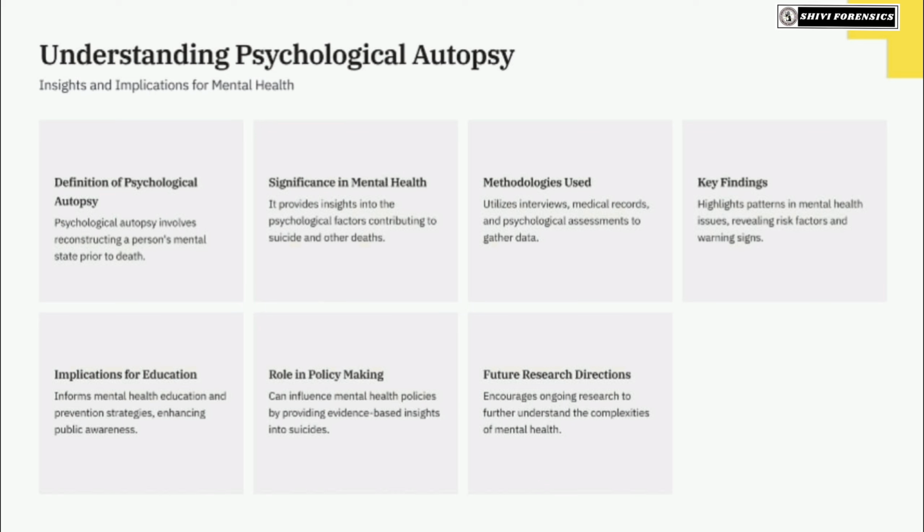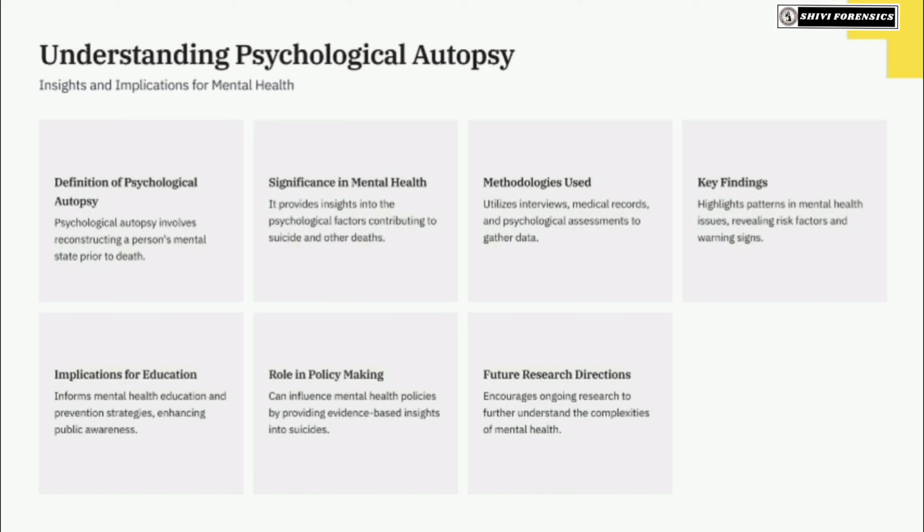Basically, it provides insights into mental health issues, informing prevention efforts and understanding the cause of death, especially in suicide. In suicide cases, psychological autopsies help us to identify why one person conducts suicide. And then, as I already discussed the definition of psychological autopsy, what is its significance? Basically, it provides insights into the psychological factors contributing to suicide and other deaths. Especially it helps to link the things together so that we can understand properly and identify the particular reason why a person conducted suicide or took this big decision in life to end his or her life.